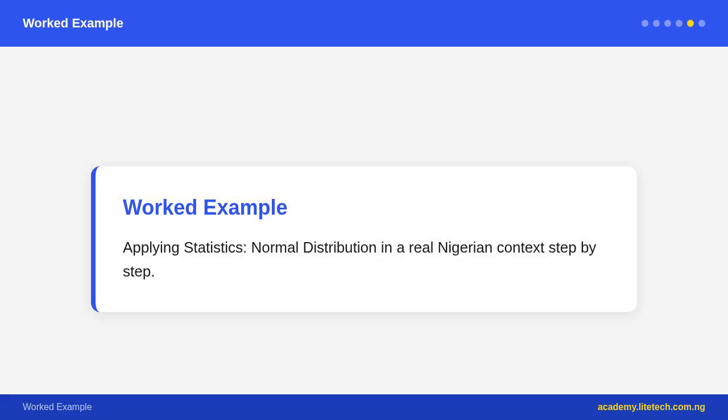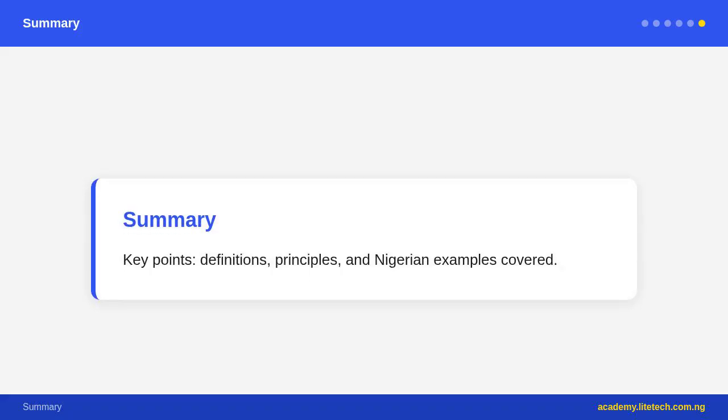Solution B: z = (190 - 150)/20 = 2. P(Z > 2) = 1 - Φ(2) = 1 - 0.9772 = 0.0228. Expected number = 5000 × 0.0228 = 114 oranges.